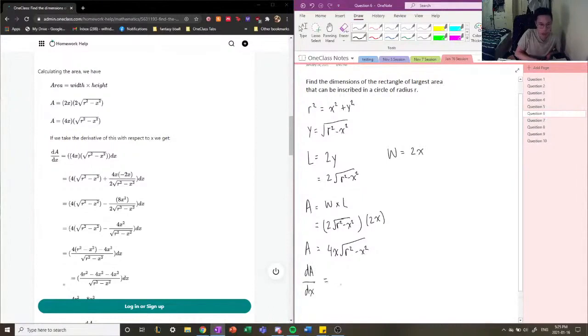We're going to use the chain rule here. So that means we're going to derive this first function first, or not the chain rule, we're going to use the product rule, sorry. We derive the first function first, so it's going to be 4 times the root of r squared minus x squared, and we add it to the derivative of the second function, which is going to be half of r squared minus x squared to the power of negative half. Oops, that's not a 1.